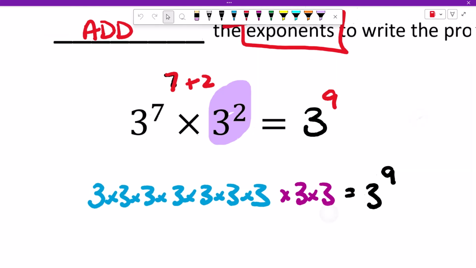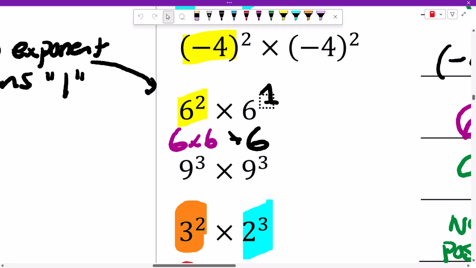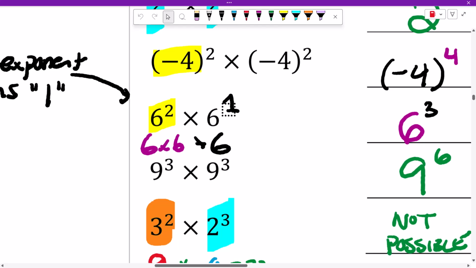That tricky situation occurred when a base didn't have an exponent. In that case, there was an imaginary 1. It didn't mean there was a 0. It meant there was an imaginary 1 there. So in this case, there's 2 6's here, 1 6 here. Altogether, there are 3 6's. That's all that meant.